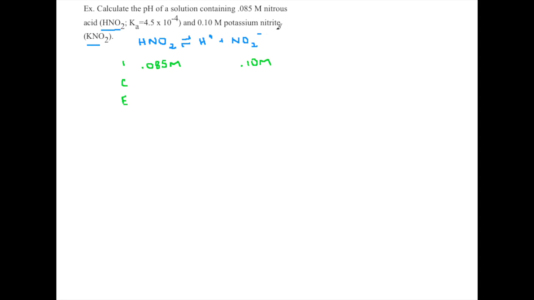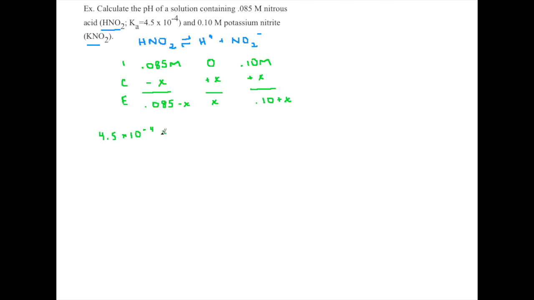And so the way that this is going to change what we've been doing so far, if you notice, the concentration of the hydrogen ion is going to be 0. And so I'm going to subtract X from this and then add X to these two. So what I end up getting is the following. Okay. I know my Ka, it's 4.5 times 10 to the negative fourth, so I'm actually going to solve this right now.